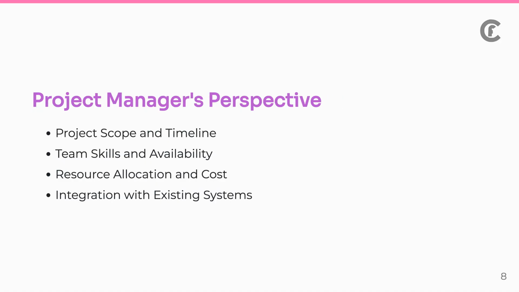The project manager's perspective focuses on factors that impact project delivery, resource allocation, and budget constraints. The manager assesses the project's scope, including the number of features, complexity of modules, and delivery deadlines. This helps determine the level of effort required for each technology option. The manager evaluates the skills and experience of the existing team members, identifying any gaps that might require training or external expertise. This ensures that the chosen stack aligns with the team's capabilities.